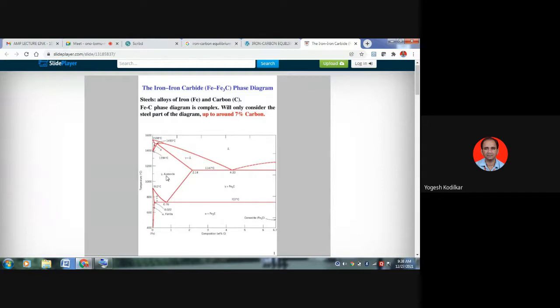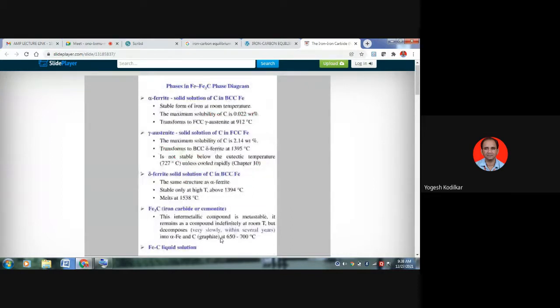This gamma austenite phase is in the FCC structure, face centered cubic crystal structure. This FCC or gamma austenite phase is stable, and it transforms to BCC, body centered cubic crystal structure, at 1395 degrees Celsius. So initially there is a face centered cubic crystal structure.